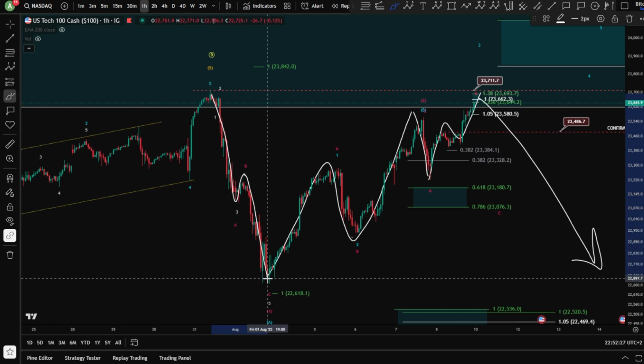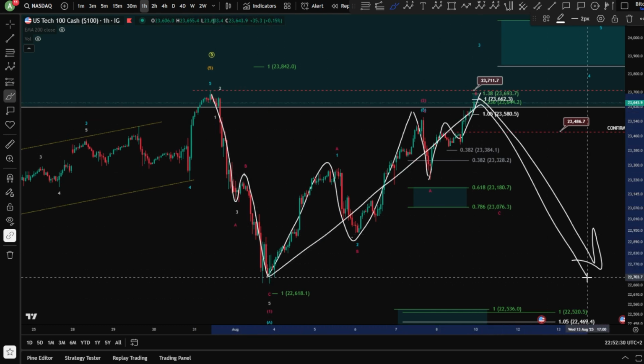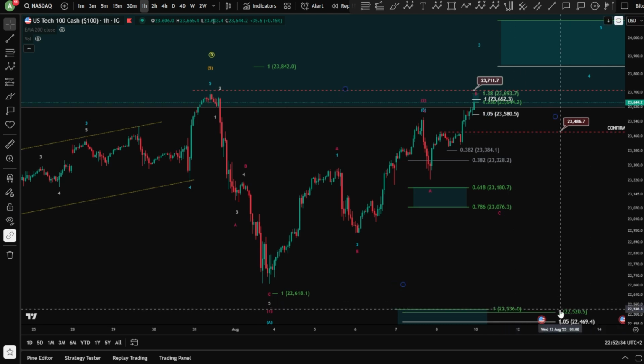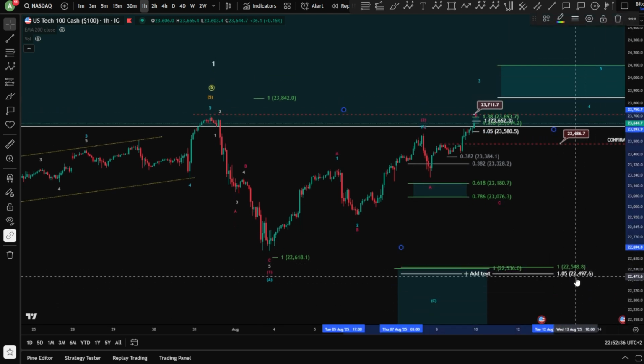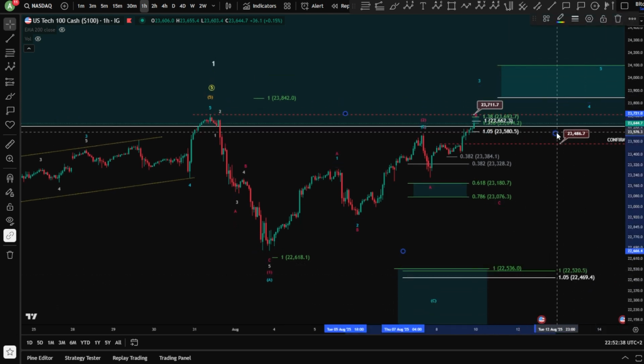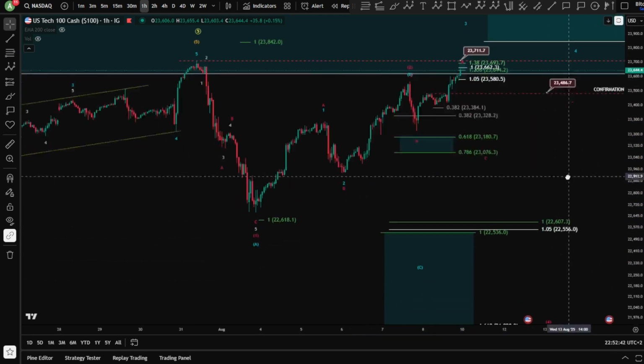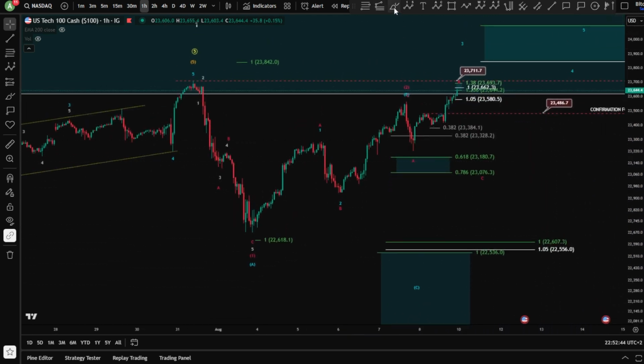As 3 waves down, 3 waves up, 5 waves down, regular flat, towards the downside, meaning, of course, the fib levels here have changed so much right now for this regular flat to this area, 22K600, in case we move down, of course.